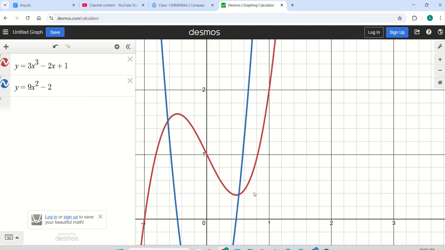And then for this last section, after the second turning point, it becomes positive again, and the gradient becomes positive for the rest of time. And you'll see that the derivative function is now above the x-axis again.